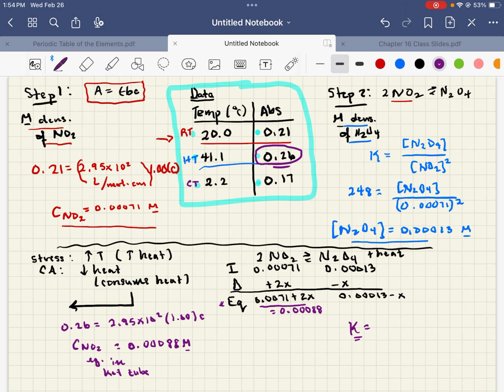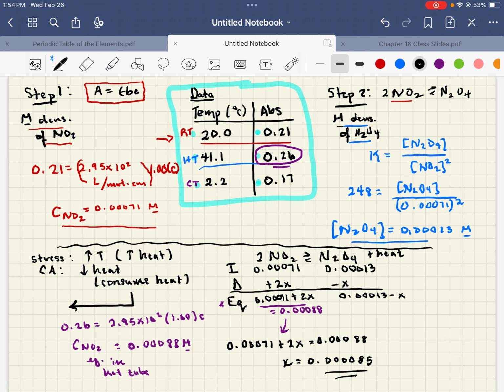So what's also true is that this value right here is equal to 0.00088. And so I can take that information, and I'm going to switch back to black so you can see it a little better. And I can take that 0.00071 plus 2x is equal to 0.00088, and I can solve for x. And when I solve for x, I find 0.000085.